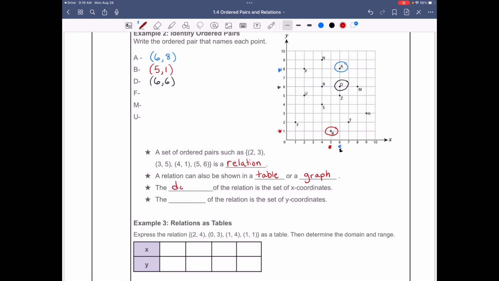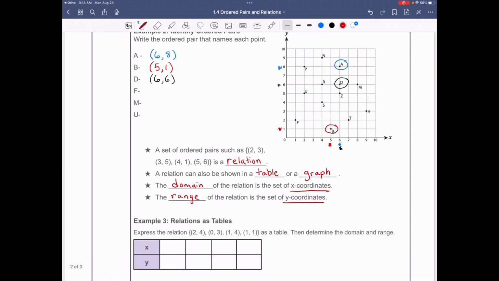The domain of the relation is the set of x coordinates. The range of the relation is the set of y coordinates. So these are definitions that you should practice, and when we write our summary, we will add something in about these definitions, these terms.